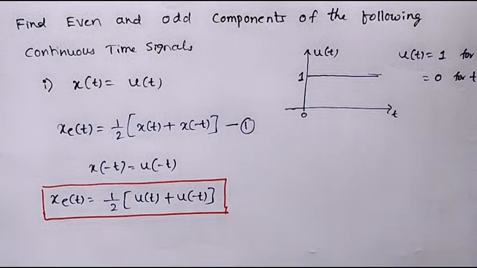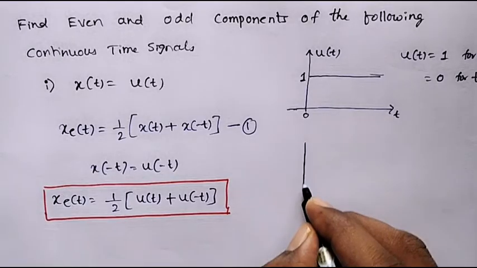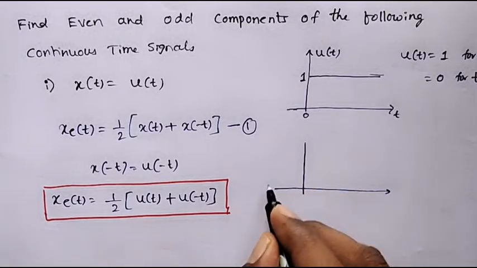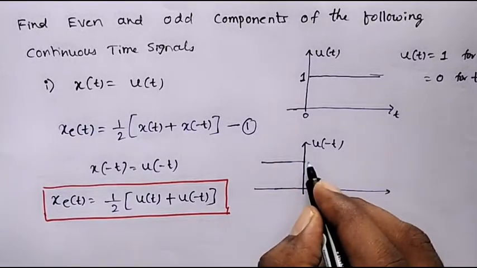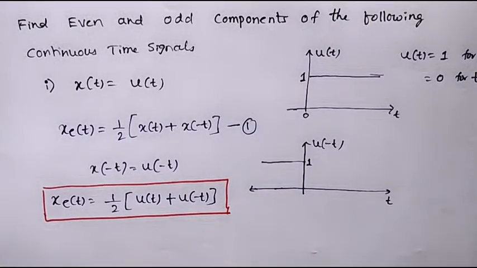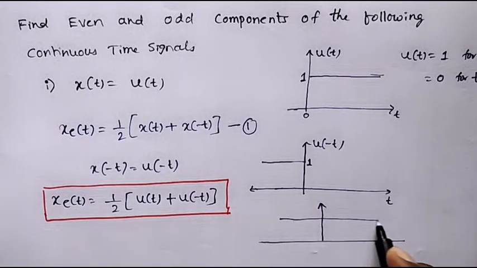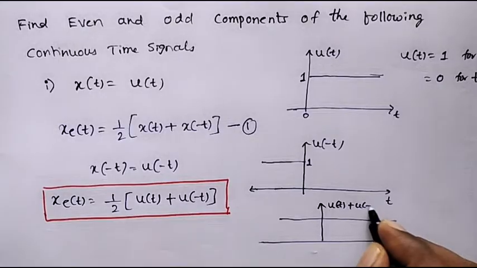Now I'll try to draw the waveform for this. u(-t) is nothing but time reversal of u(t), so this is u(-t). Its magnitude is also 1, that is a unit step signal. So this is the time axis. Now upon adding these two we get the resultant signal. This is the resultant signal upon adding u(t) with u(-t), that is u(t) + u(-t).